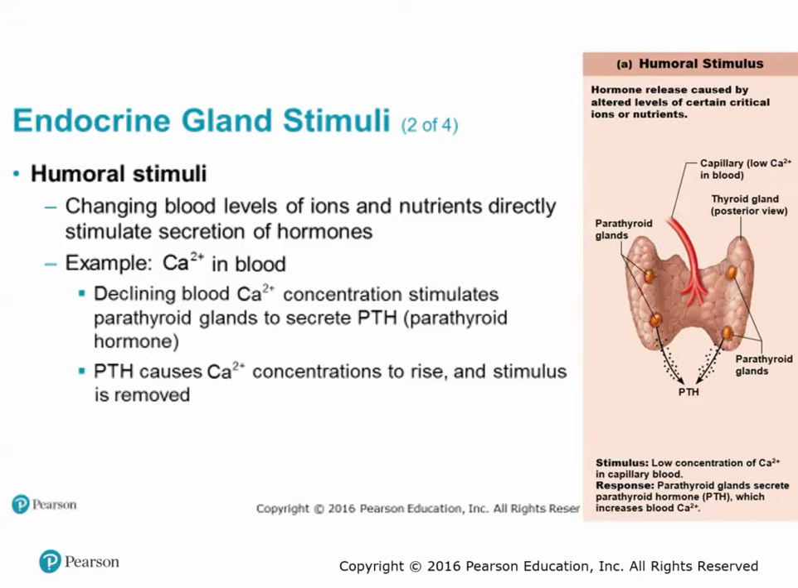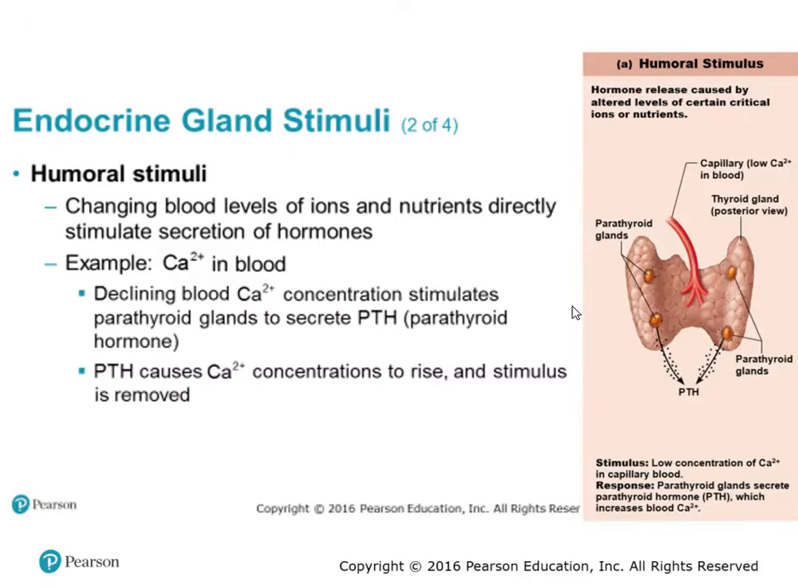So that one's pretty easy. But PTH causes calcium concentrations to rise. Once calcium levels are restored to homeostasis, we'll turn off the hormone production at the parathyroid gland. That's just what this is showing here. With our humoral stimulus, we detect low calcium levels in the blood.